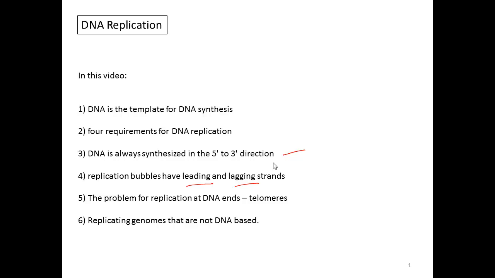And in a second video, we'll talk about the problem of DNA ends, telomeres. Remember, that was one of the 3 essential elements of chromosomes. There's a problem replicating telomeres, and then we'll also talk a little bit about organisms which don't have DNA genomes. They have RNA genomes, and what that means for our view of biology and what opportunities that gives us for biotechnology.